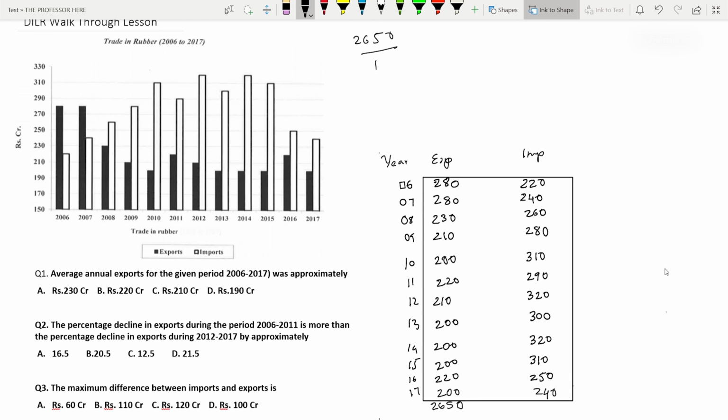2650 divided by 12. When you divide it, we get 220.8. So the question was approximately, option B, 220 crore is the closest answer. So option B is the answer.